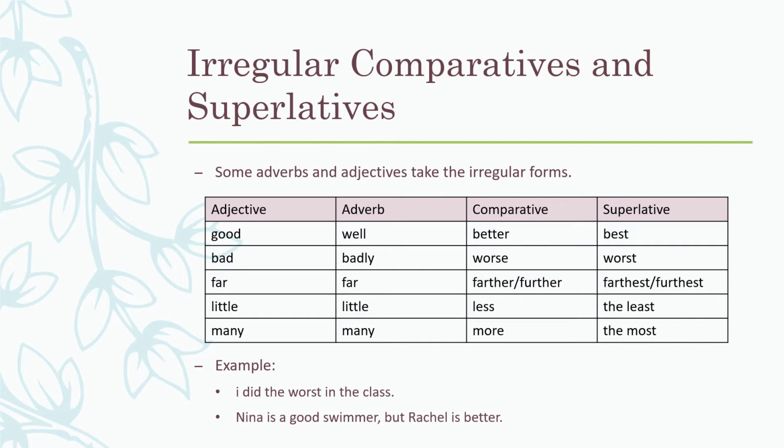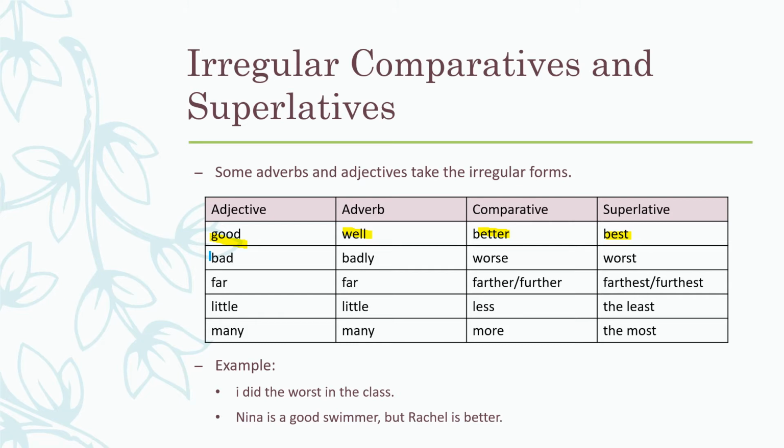For example, here I have the adjective good. For the adjective good, the comparative form is better, and the superlative form is best. So good, better, best. For adverb, we don't use good, we use well. He did well in the test. Well, better, best.